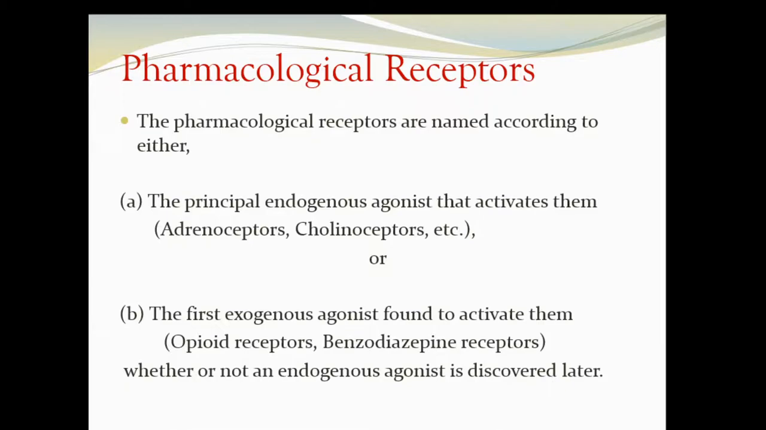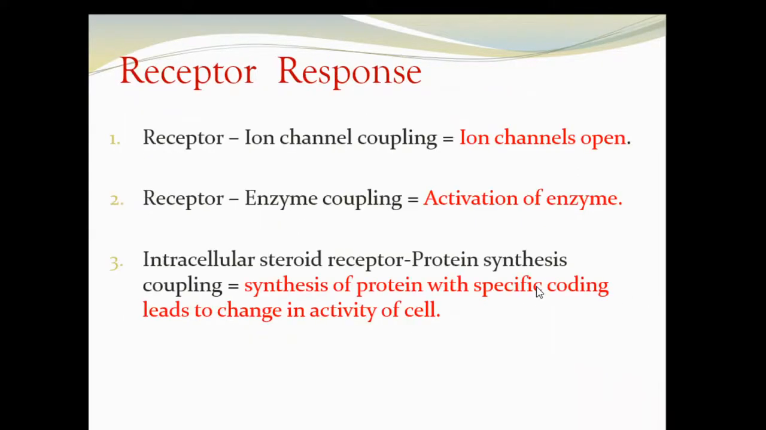Second, naming depends on the first exogenous agonist found to activate them. For example, opioid receptors were first found through opium. Opium enters our body and attaches to this particular receptor, so we call it the opioid receptor. Same with benzodiazepine receptors, whether or not an endogenous agonist is discovered later. So there are two naming systems: one based on the principal endogenous agonist, the second on the first exogenous agonist.